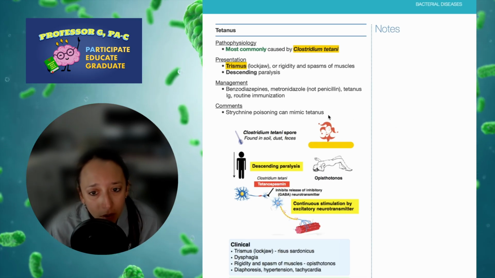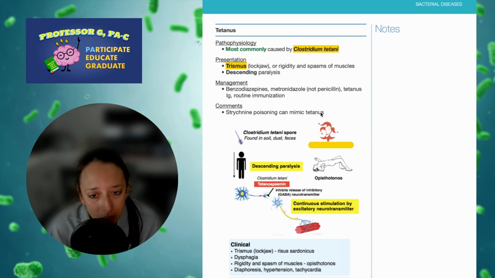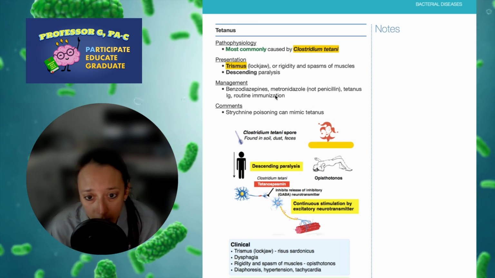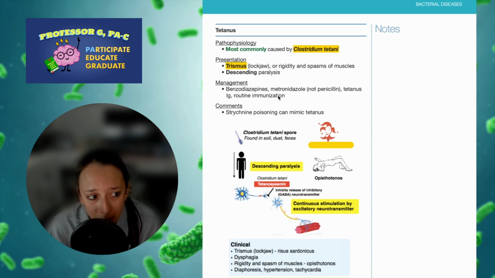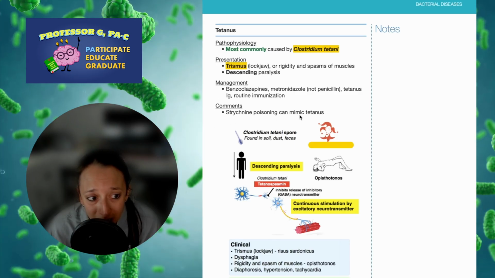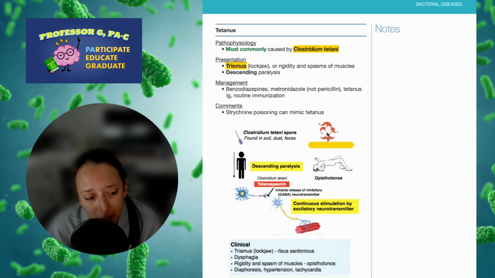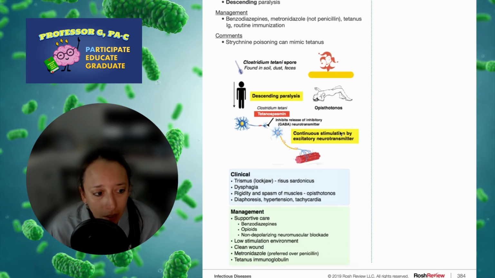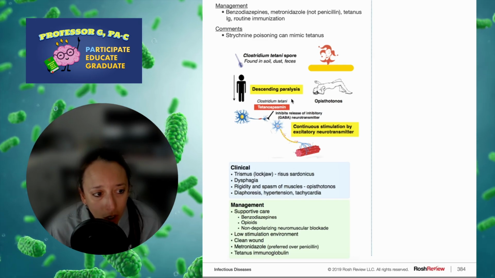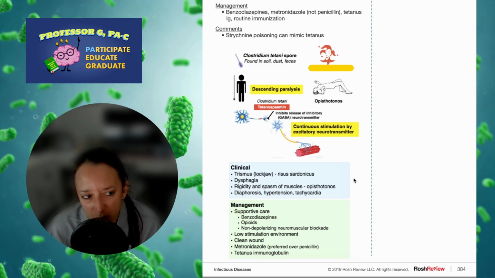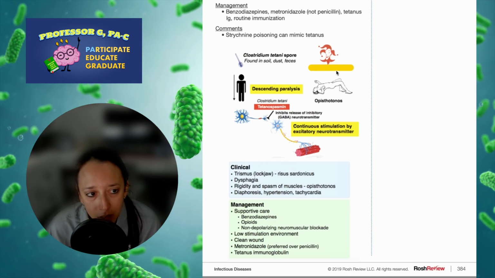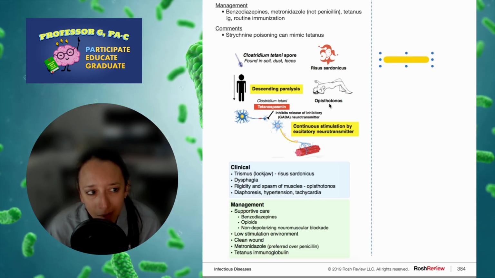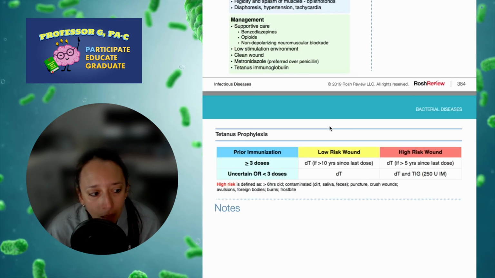We also give metronidazole, but not penicillin, plus the tetanus immunoglobulin, and we want to do routine immunization to prevent this from happening. We want to make note that strychnine poisoning can mimic tetanus, and if you see muscle spasms after a wound, we want to treat first and not wait for the test results. Okay, here's the lockjaw, the tetanospasm, so lots of spasming, and then that's the risus sardonicus, which is that smile that they get with the spasming of the face.